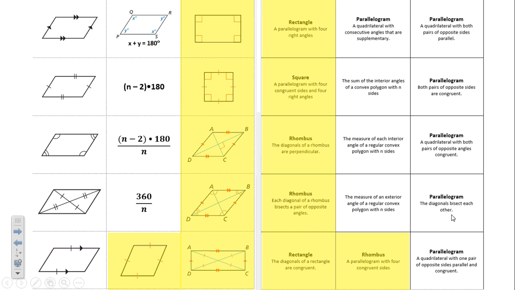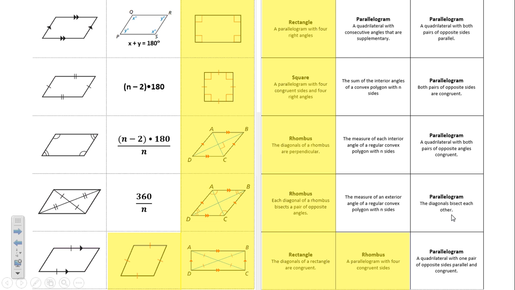The second one has some tick marks on it. What did those tick marks mean? Equal. So congruent. Yes, both pairs of opposite sides are congruent. You have to be able to come up with these statements about parallelograms like that. And that's what the flashcards are going to help you do.